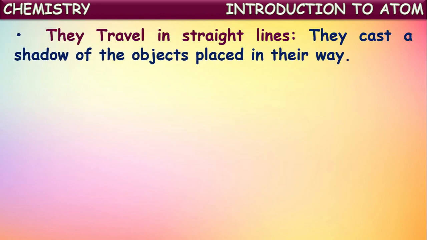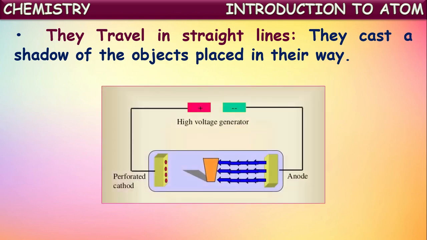Another property is they travel in straight lines. We have seen this property for cathode rays also. How is it proved? They cast a shadow of the object placed in their path. So if an object is placed in the path of these anode rays, a shadow is created. If the object is moved up and down, the shadow also moves parallel to that object. This proves that these anode rays move in straight lines, just like the cathode rays.